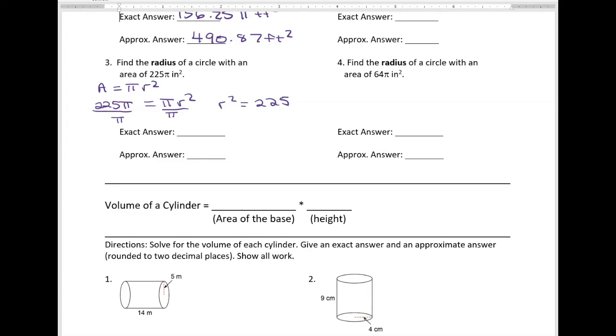And then when I take the square root of both sides, I get r is equal to plus or minus 15. But then since r is only a radius, then it really should just be positive 15 and not negative 15. So your final exact answer would be 15, and that's inches. Not inches squared, just inches. And then there would be no approximate answer, because 15 is exactly the answer. Okay, so now try number 4 on your own.